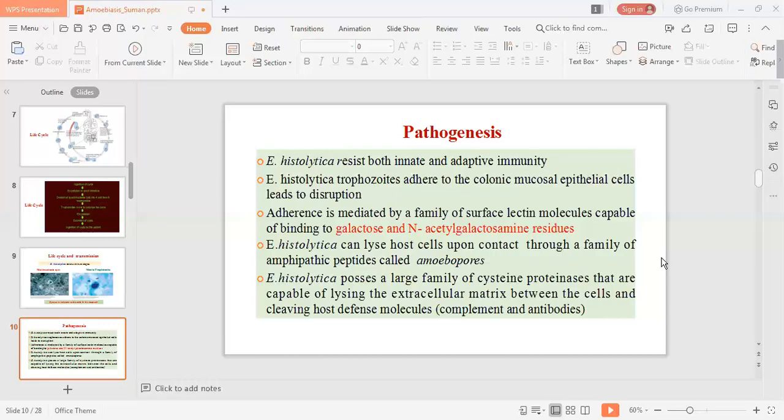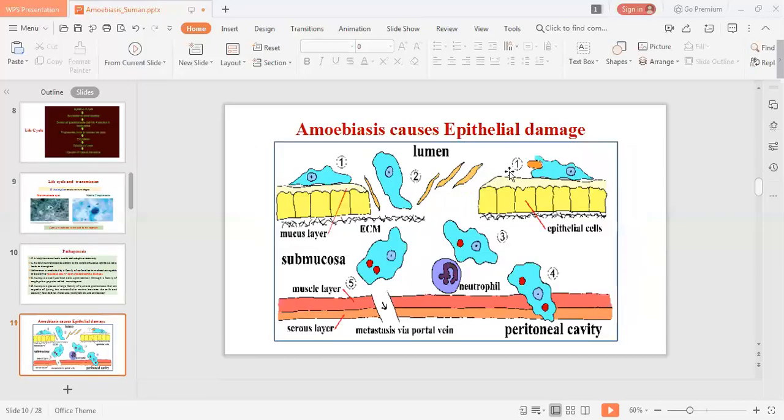So they can lyse host cells upon contact through a family of amphipathic peptides, which is known as amoebopores. So this picture will tell you. First, they are binding here at the mucus layer, and then they are destabilizing it by attaching with the lectin residues, or the galactose and GalNAc binding sites or residues.